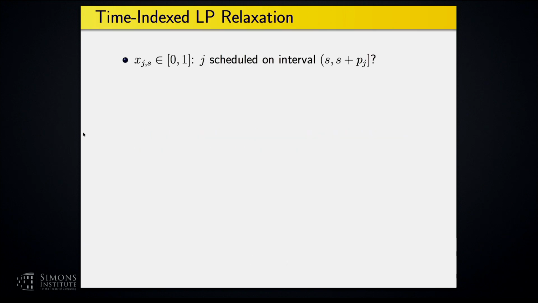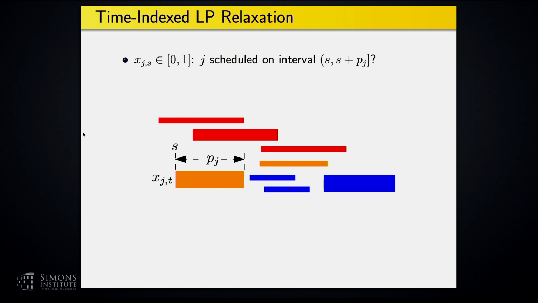Since we are in the identical machine model, we can just remove the index i. So we just need x_js right now. Each x_js is just a rectangle from s to s plus p_j with height x_js. Across each time point, we have a total height of at most m. And for each job, the total height of rectangles is exactly 1. So this is the picture you should have in mind.